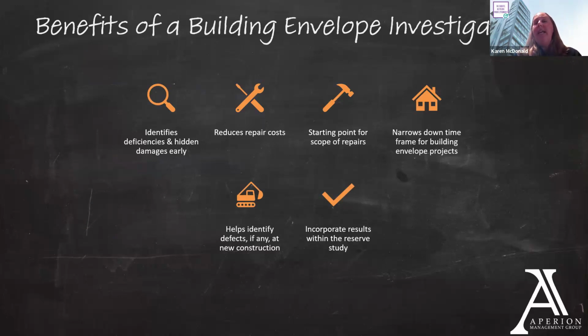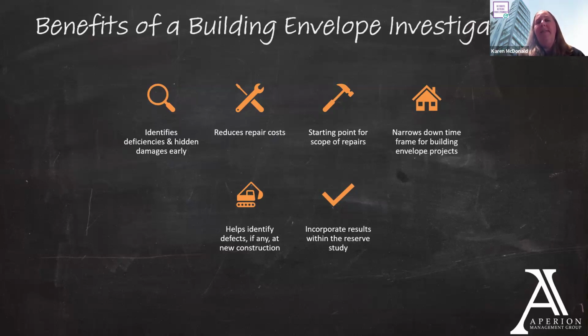So these investigations can be pricey. We see them range anywhere from about $5,000 up to $20,000 or more if it's a major, huge building. The $20,000 is a little more atypical. But they will help the association save money over time because they will identify problems early.